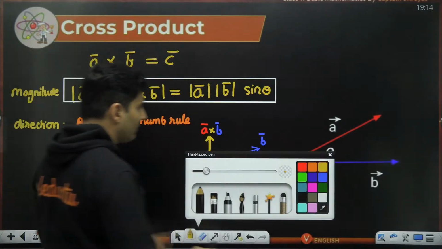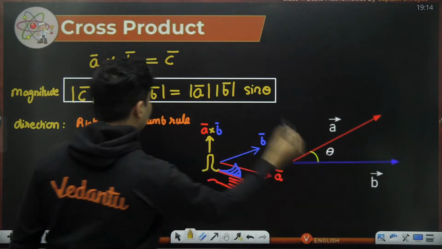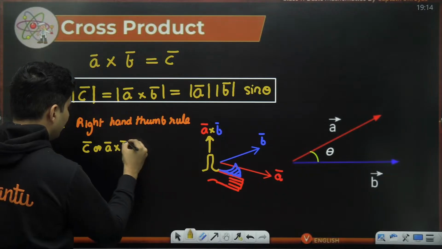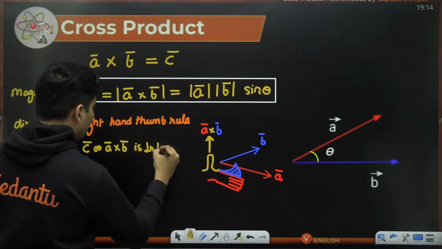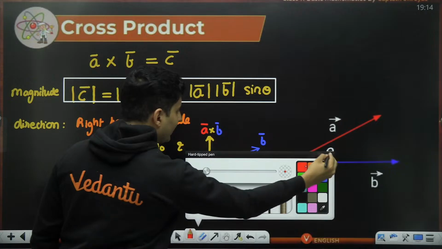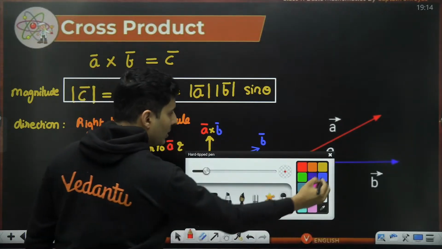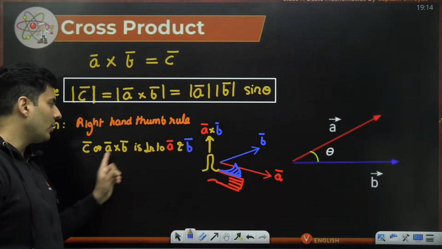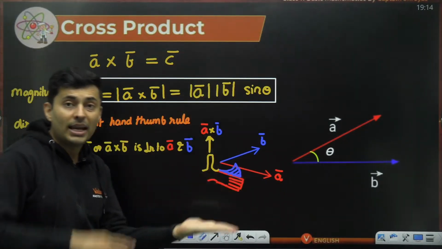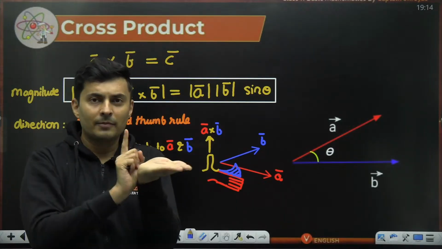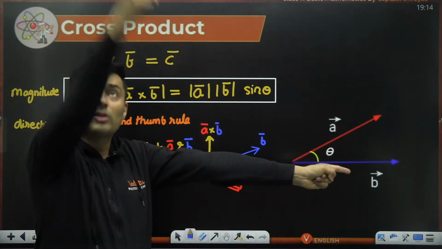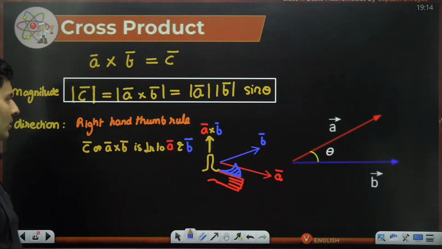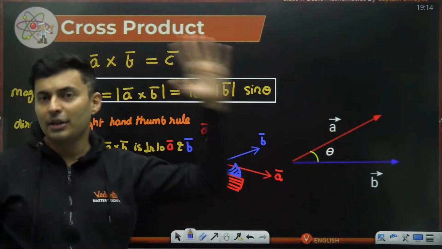Also note that our final resultant, which is our C vector, or I can say A cross B vector, is perpendicular to both vector A also and vector B also. That is very, very important. C vector is perpendicular to A also and B also. It is in the plane which is perpendicular to A and B. So if A is here, B is here, A cross B will be perpendicular to the plane containing A and B. Okay, very, very important. So direction also we got, magnitude also we got.